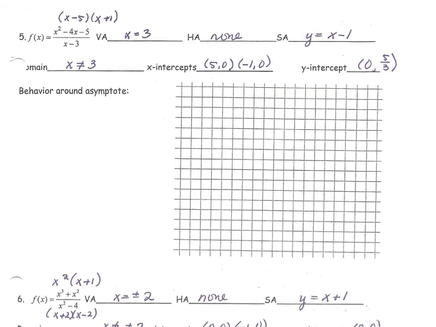Alright, now it's time for a slant asymptote. Let's see how these look. So if I look at example number 5, let's go ahead and draw in the axes in the middle. And then I'm going to go ahead and draw the verticals, 1, 2, 3. Now the slant asymptote is graphed just like any old line. So it's got a y-intercept of negative 1, up 1 over 1. So here's how I would graph the slant asymptote.